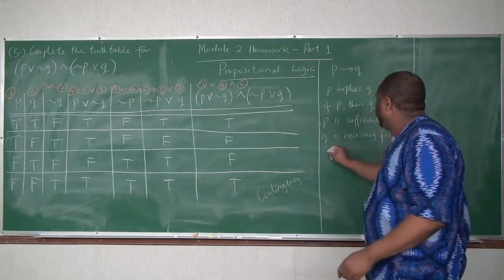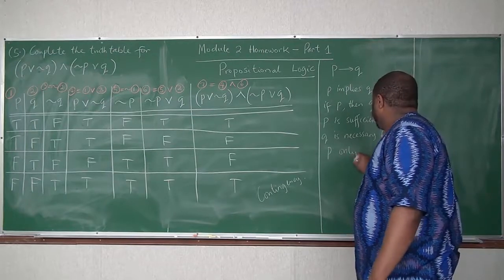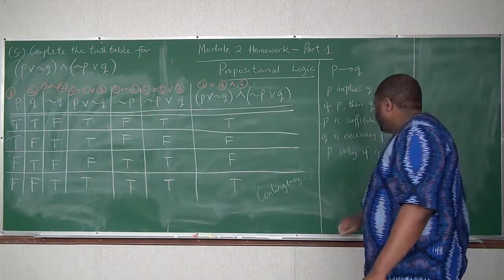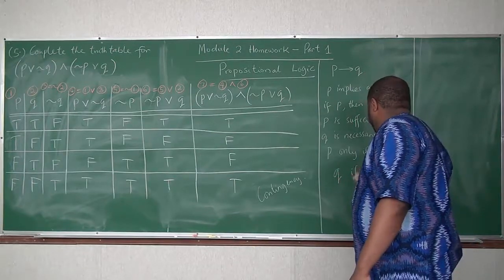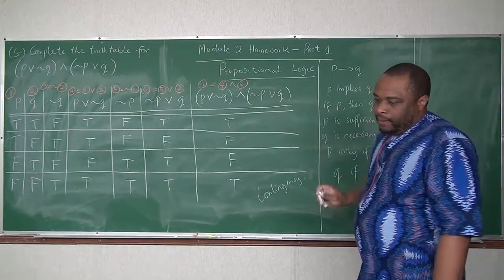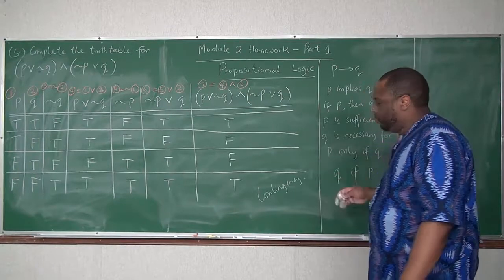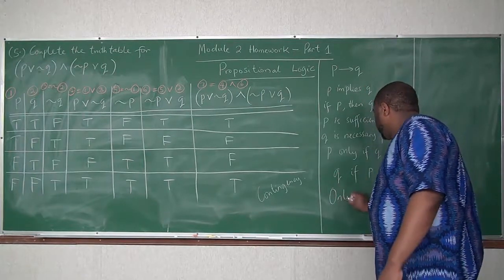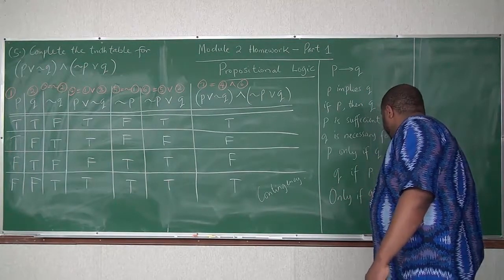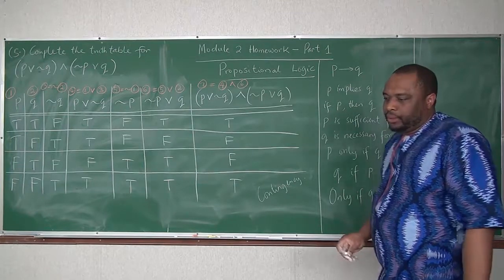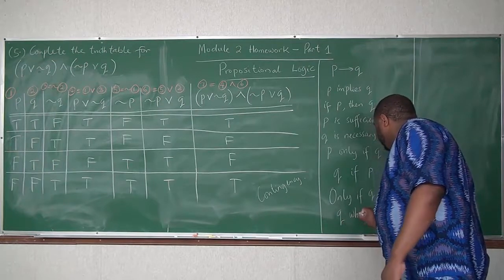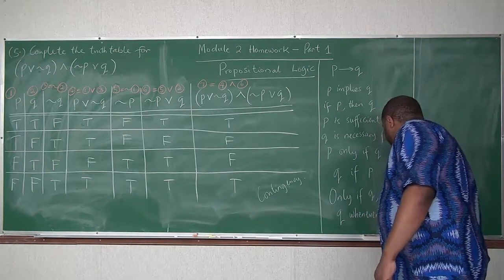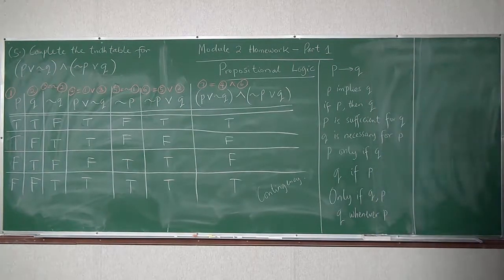P only if Q. Q if P. Only if Q, comma P. And then Q whenever P. So we are doing symbolic logic.